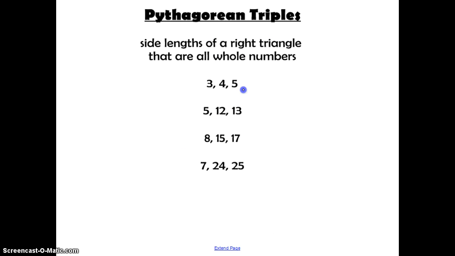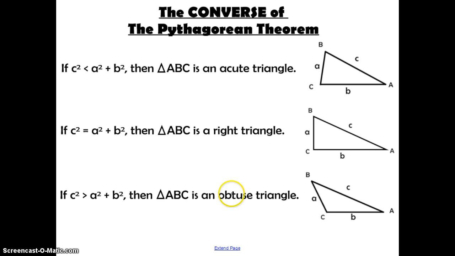These sets are some of the basic ones. You don't have to memorize these, but knowing them can help you make some of your calculations a bit faster. Now we want to talk about the converse of the Pythagorean theorem. We know that if c squared equals a squared plus b squared, then triangle ABC is a right triangle.